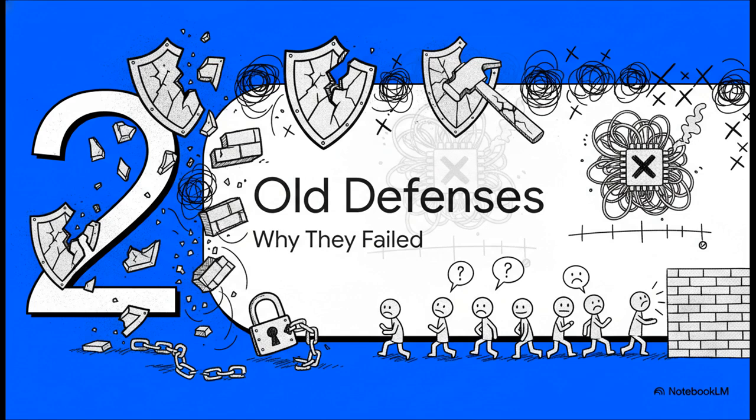Okay, so you might be wondering, if we know about this problem, why isn't it fixed already? Well, it's not for lack of trying. People have tried to build defenses, but they just didn't work. And that's our next chapter, the problem with the old way of doing things.